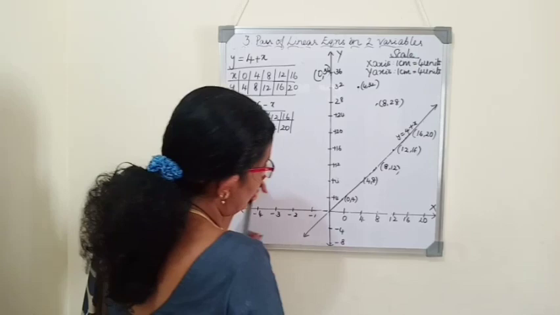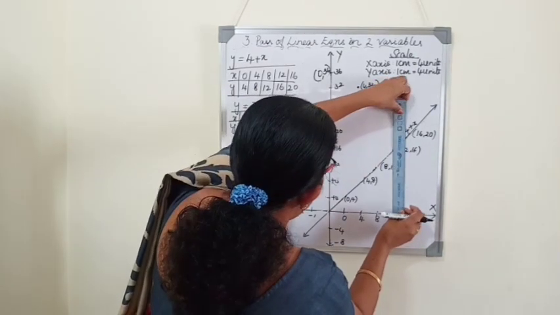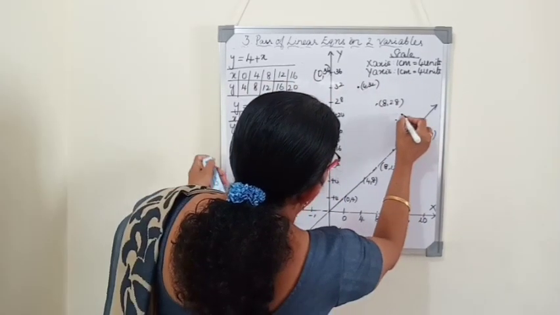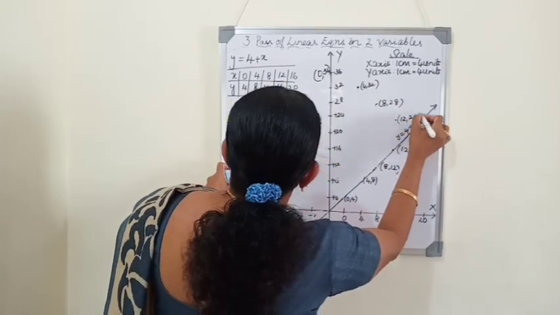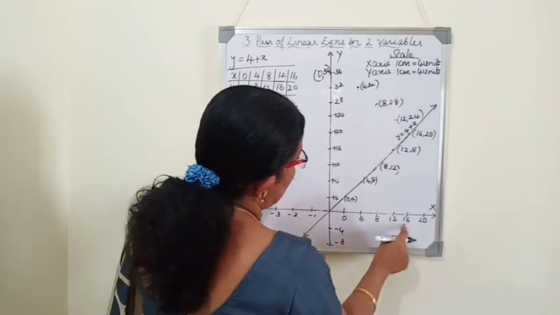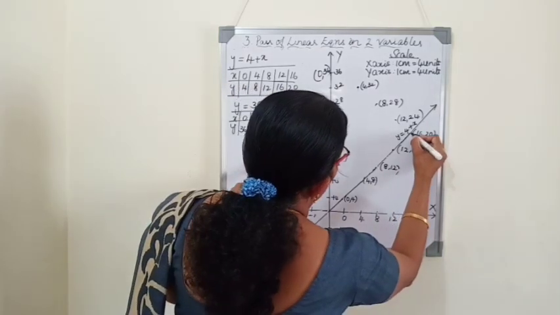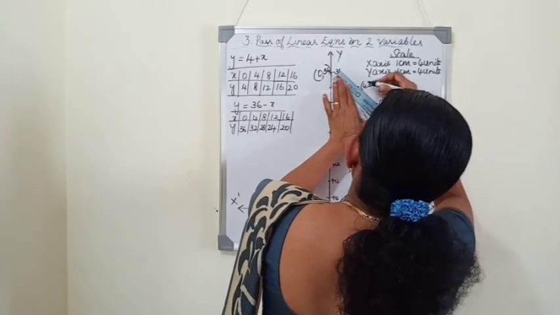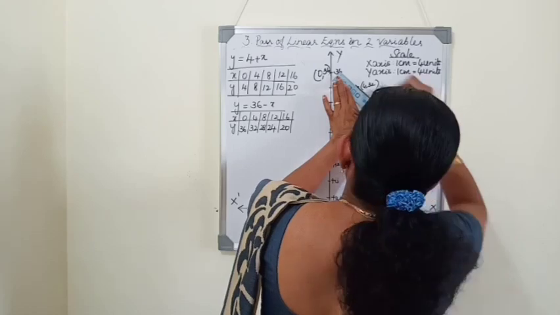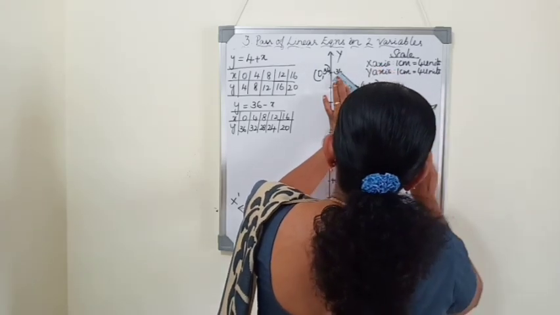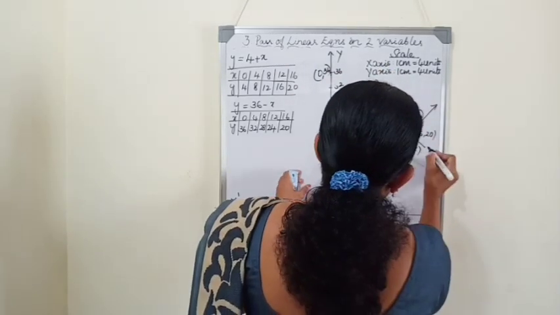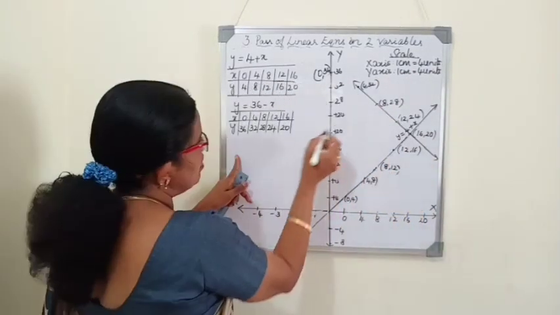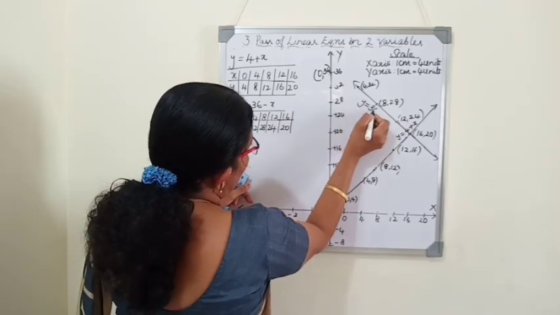Next 12, 24. Next 16, 20. Draw and extend the line, arrow mark you put. This is y equals 36 minus x.